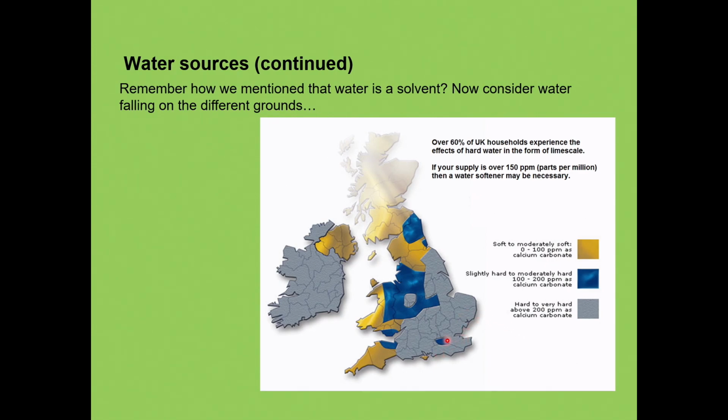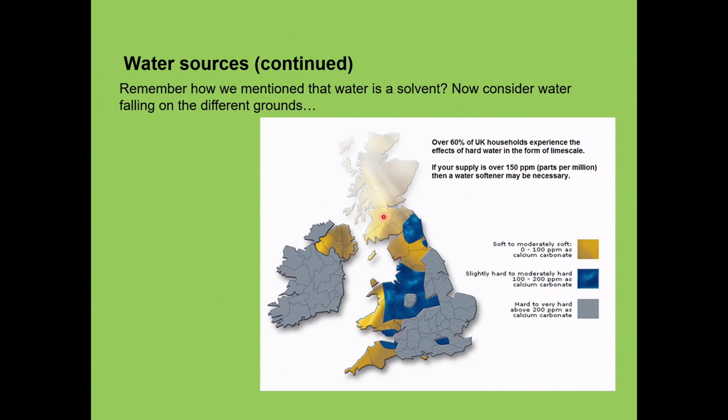Then we've got our blues. So nice bits there. I'm roughly, I think, about there. So I'm sort of dancing on the edge between the two of them. Moderately hard, 100 to 200 parts per million of calcium carbonate. So it's still dangerous for our appliances. So we do burn out a lot of appliances in here. Then we've got this nice gold indicating the softer waters, and that one is 0 to 100 parts per million.